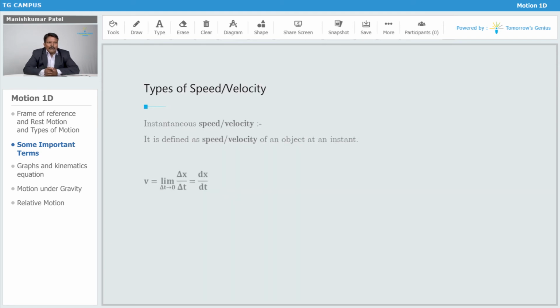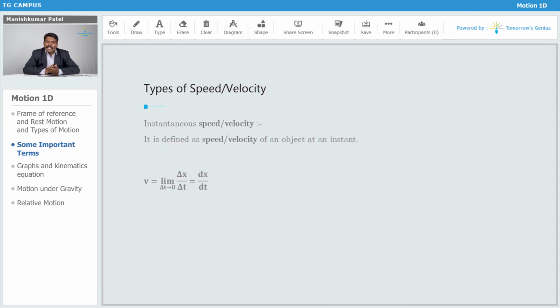Again, what do you mean by instantaneous speed or velocity? Instantaneous speed or velocity means the velocity at a particular instant of time. You leave on the bike from your home, travel a certain distance, 100 meters, and reach the market. Definitely your velocity is going to change. What is the velocity at the moment you reach the marketplace? What is the velocity at a particular instant of time? That is nothing but your instantaneous speed or velocity, the velocity at a particular instant.